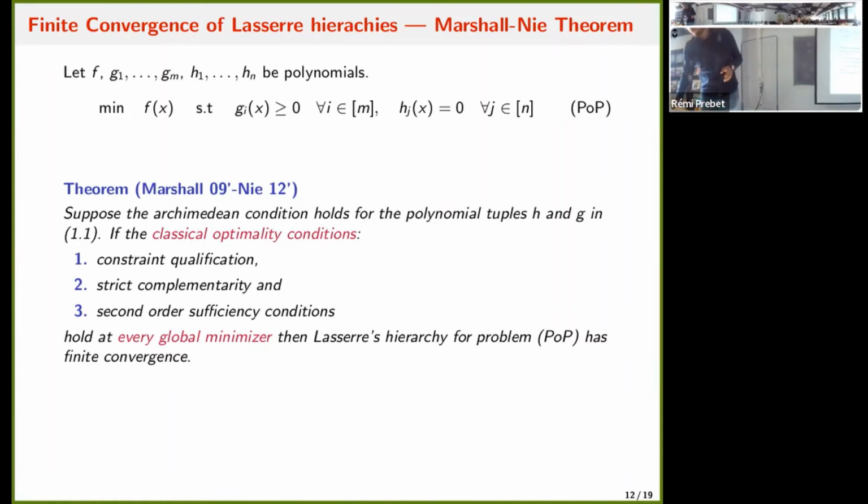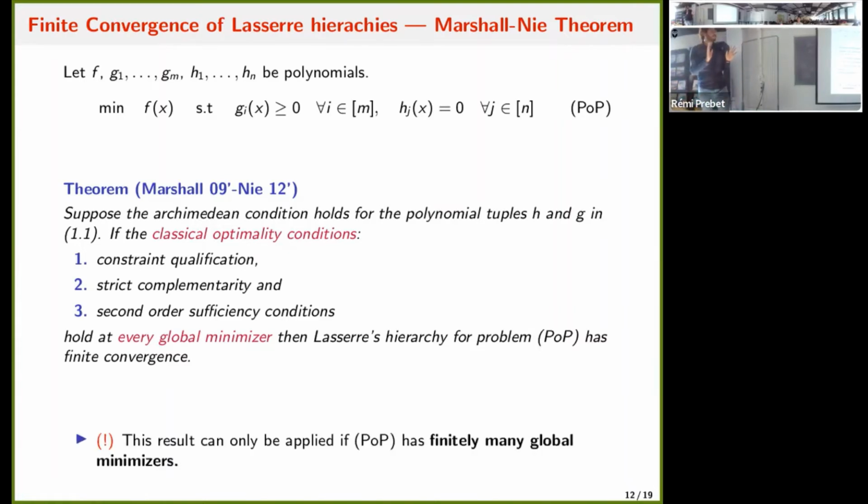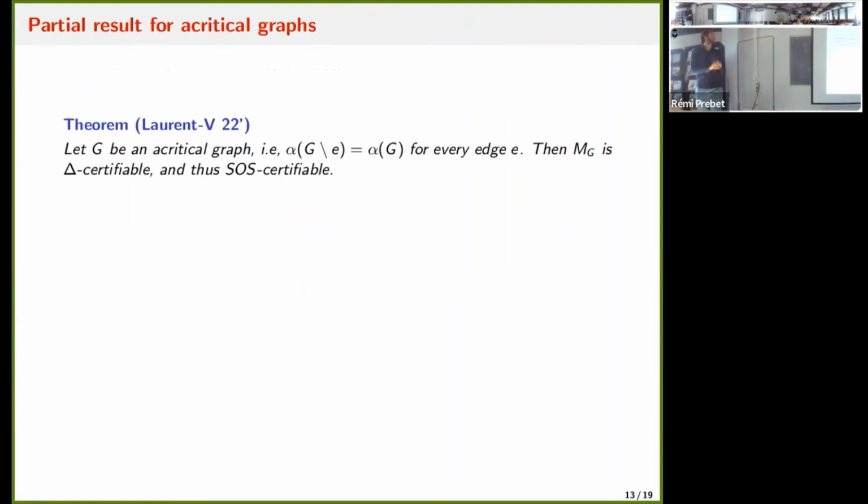Okay, so we have this result, but as a warning, it can only be applied if the problem has finitely many global minimizers. That's because the second order sufficiency conditions say somehow that the minimizer should be isolated, and since the Archimedean condition holds, we are in a compact set, and if it holds at every global minimizer, it implies that there are finitely many. So it's a nice theorem, but has a restriction that it can only be applied when there are finitely many global minimizers. Okay, but then we can try to apply it.